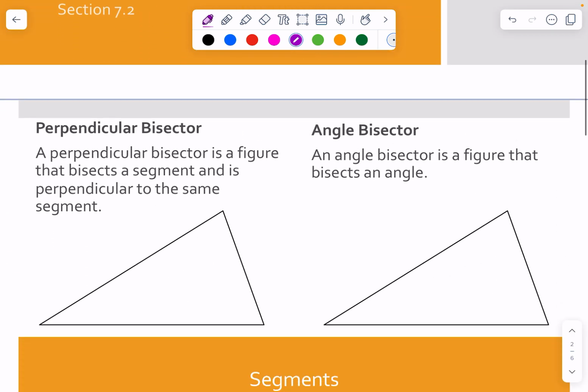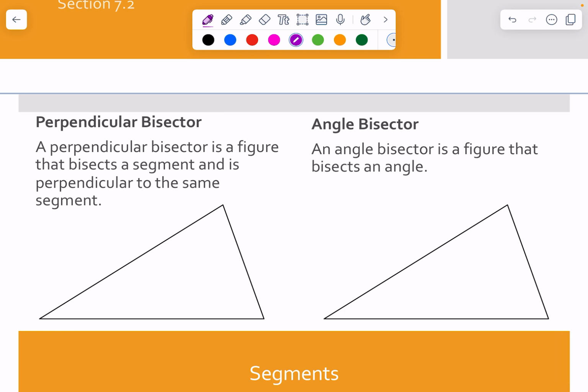All right, so here we go. A perpendicular bisector is a figure that bisects a segment and is perpendicular to the same segment. Now, as you notice in that, it does not say that it connects to a vertex or anything like that. So as we look at this first picture, our perpendicular bisector would basically be about right here.